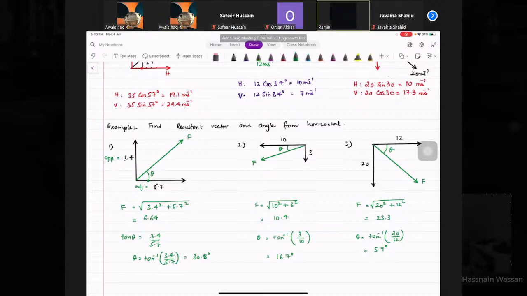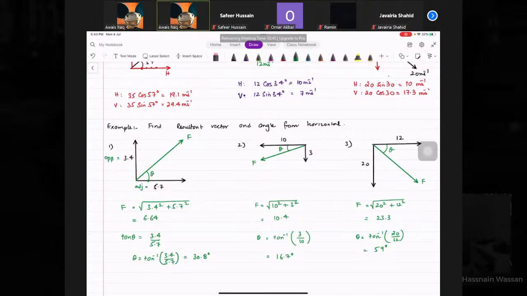Sir, I don't get the part where Pythagoras theorem. Why aren't you doing f squared? Because a squared is equal to b squared plus c squared. Yes, but when you take the square root, the square on f goes away. So I basically skipped this step. Okay, got it. Yeah.